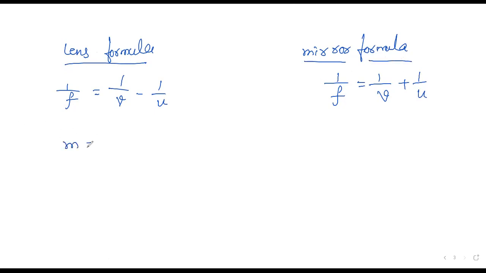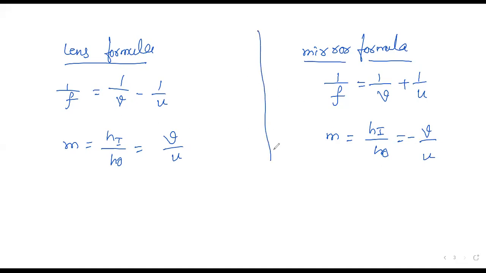Next, magnification. M equals hi by ho, height of the image by height of the object. Here, the same formula, M equals hi by ho, that means height of the image by height of the object, equals plus v by u. If you see the mirror formula, it is minus v by u. Understood? So don't confuse these, and if you learn any one, you can write the other.